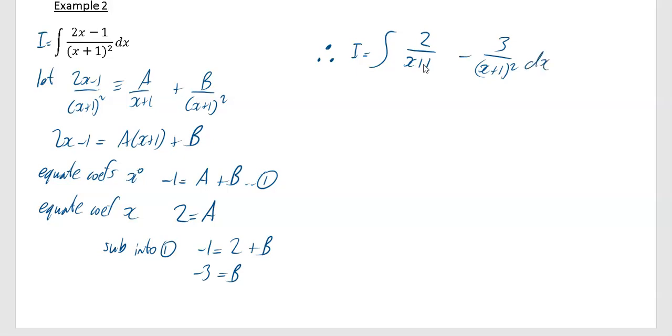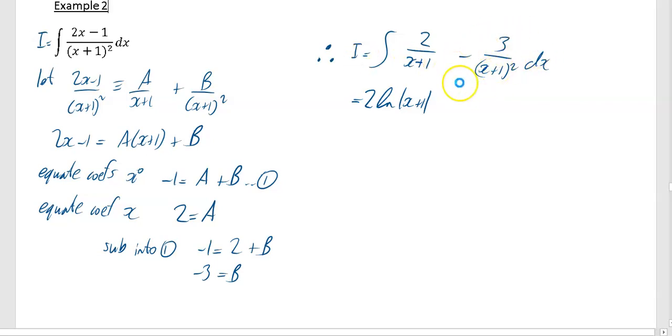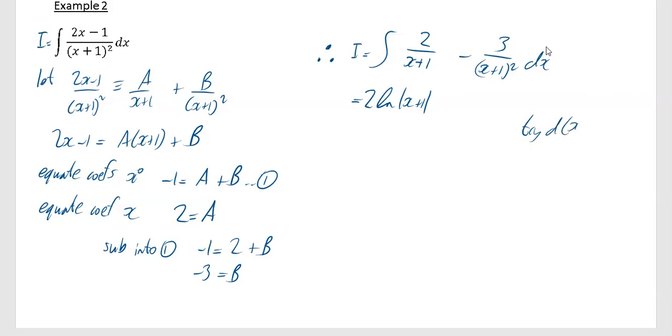Okay, not so easy here. This first bit is actually very easy. It's the easiest bit, so just do it now while I can. It's going to be 2 times ln of modulus x plus 1. This bit here then on the right-hand side, I'm not too sure how I'm going to have to do this one. I'm going to have a look at it, and I'm going to try raise the power by 1. I'm going to try differentiating x plus 1 to the power of minus 1 just to see what I get. If I differentiate that, I'll get minus 1 times x plus 1 to the power of minus 2, when I really was hoping that would be a minus 3.